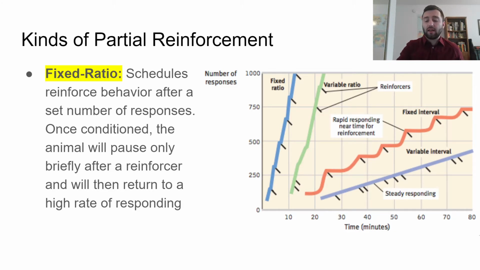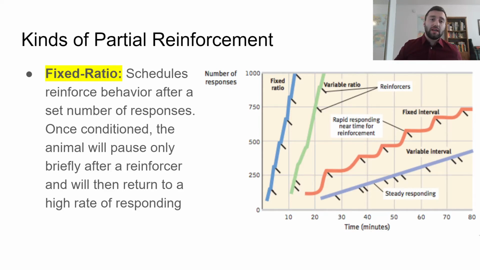So we can, again, break these types of partial reinforcement up. There's four different types of partial reinforcement. We have fixed ratio, variable ratio, fixed interval, and variable interval. And again, we can break these down. We'll break down fixed versus variable and ratio versus interval. And then we're going to look at this graph every single time as well.